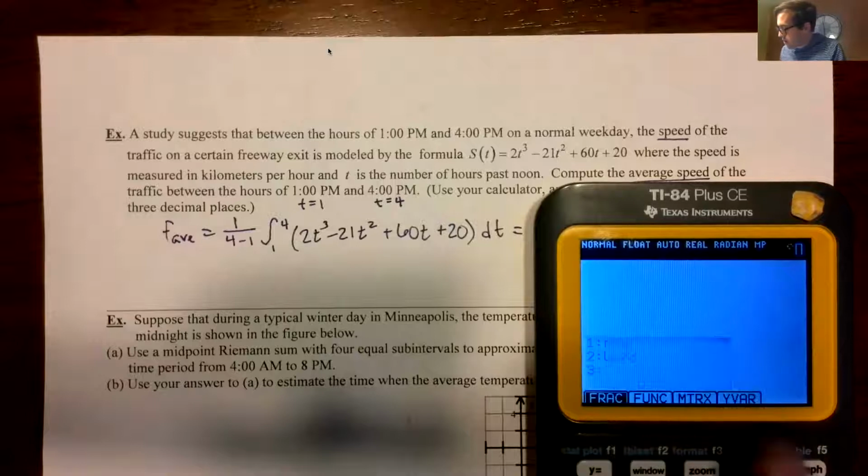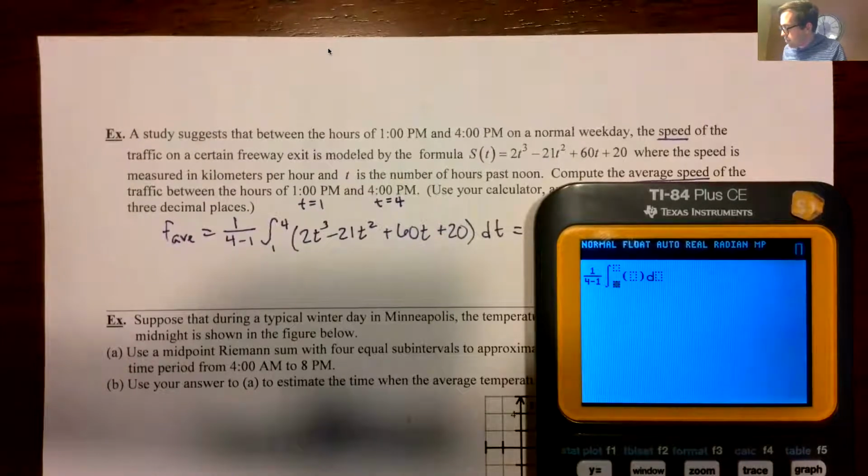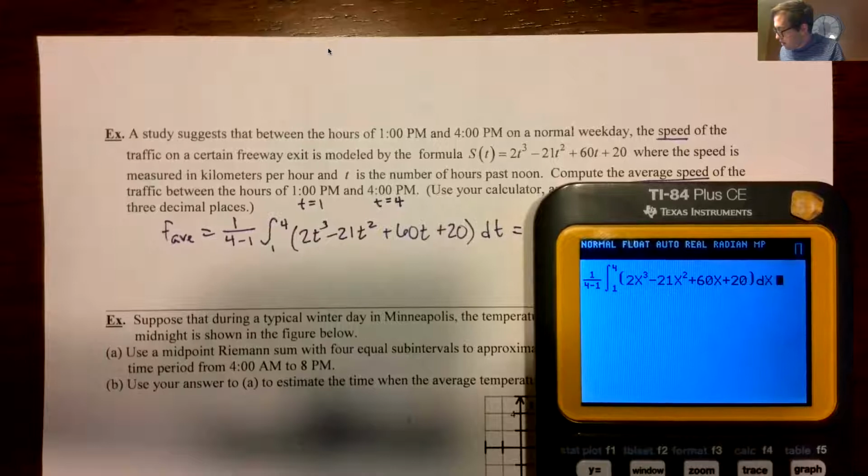So I'm going to first grab a fraction and do 1 over 4 minus 1. And then I'm going to go into math 9, which is a specific definite integral. And I can put my bounds in. And then I put in the function. I'm just going to use x to represent the t. And then because I'm using x's, I'm going to write dx. That looks perfect. So I'm going to press enter.